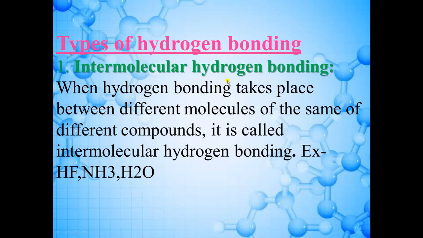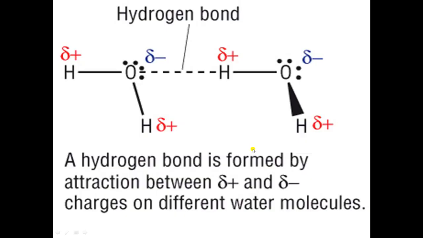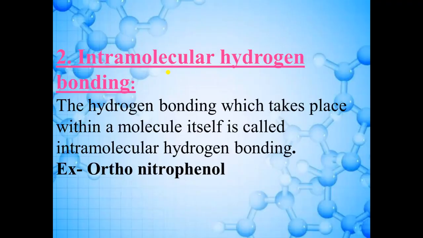Intermolecular hydrogen bonding is the bond which exists between molecules. When hydrogen bonding takes place between different molecules of the same or different compounds, it is called intermolecular hydrogen bonding. For example, this bond is present between two molecules, right? So when there is hydrogen bonding between the molecules, it is known as intermolecular hydrogen bonding. And the second type is intramolecular hydrogen bonding. Intra means within the molecule. When hydrogen bonding takes place within a molecule, it is known as intramolecular hydrogen bonding.